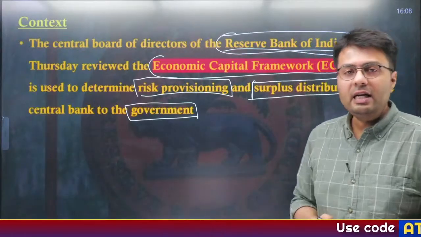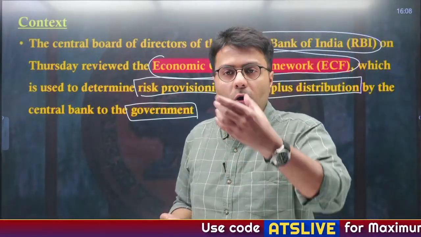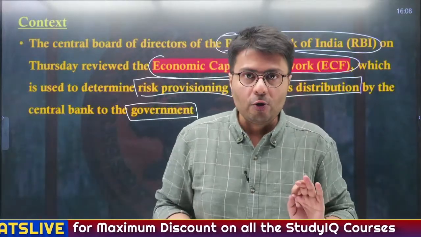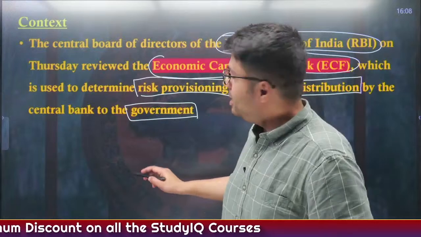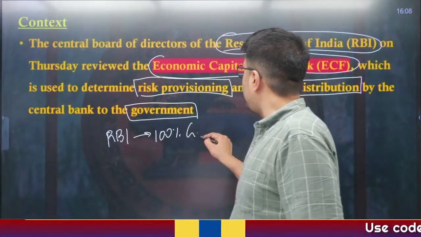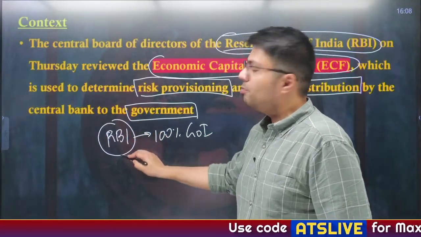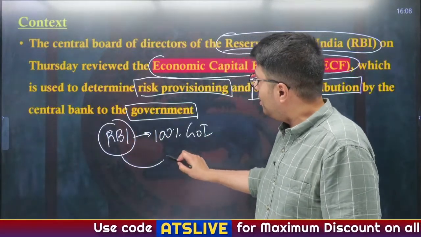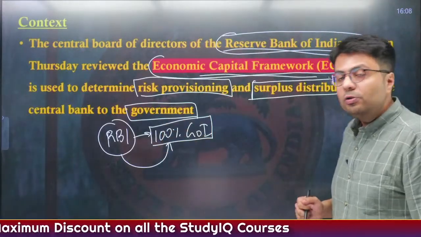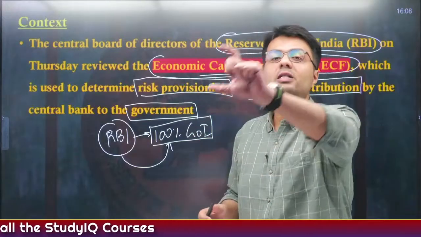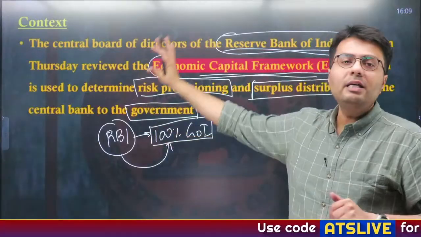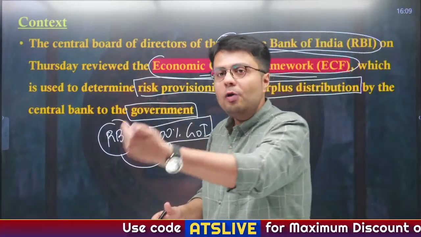Now, you understand any private entity, if it makes profit, automatically a portion of its profit is given to the owners of that company, right? Which also includes the shareholders. Similarly, what you need to understand is that RBI is 100% owned by the government of India. So, whatever profit RBI distributes to its owner, automatically all the profit will go to the government of India. Understand? But this economic capital framework also decides how much risk provisioning the RBI needs to do before transferring this profit to the government of India. So, this is the basic understanding of what we'll try to solve in the next few minutes.